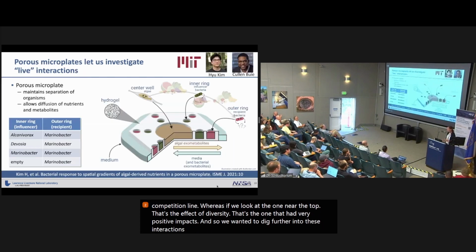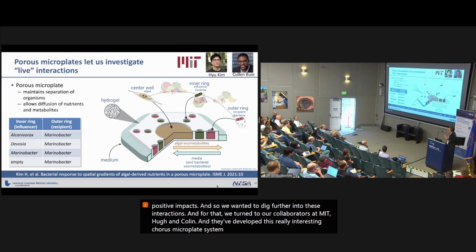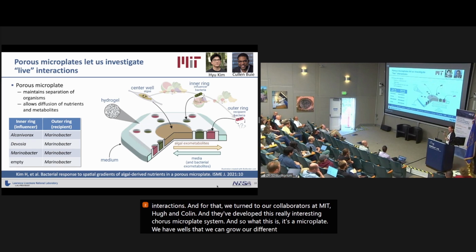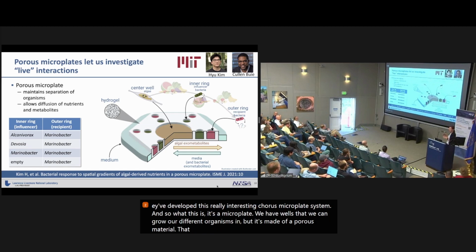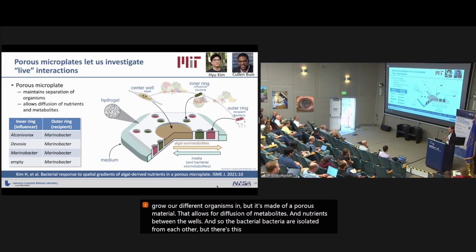And for that, we turned to our collaborators at MIT, Hugh and Cullen. And they've developed this really interesting porous microplate system. And so what this is, it's a microplate. We have wells that we can grow our different organisms in, but it's made of a porous material that allows for diffusion of metabolites and nutrients between the wells. And so the bacteria are isolated from each other, but there's this metabolite exchange going on.